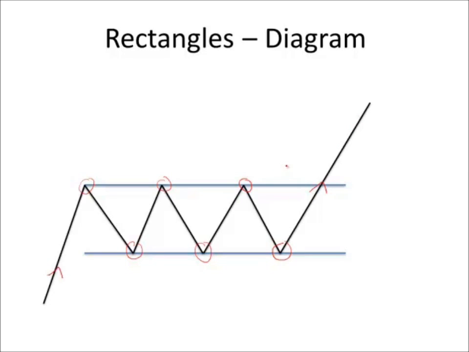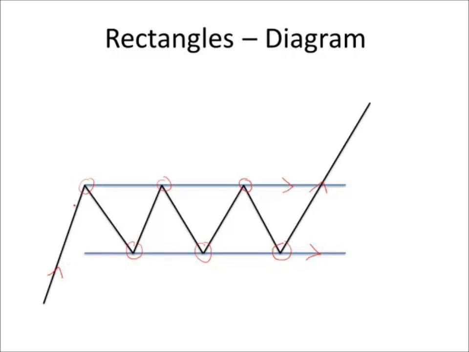So what are the key distinguishing features? Well, these two lines are flat, they are horizontal, and they are parallel. That's what makes it a rectangle. Now, as we mentioned, we can use it to trade the breakout over here. We can also trade the range. We can sell it up here, buy it down here, sell it here, buy it here, etc. So rectangles can be used for two purposes. And again, this is an upward sloping continuation pattern.